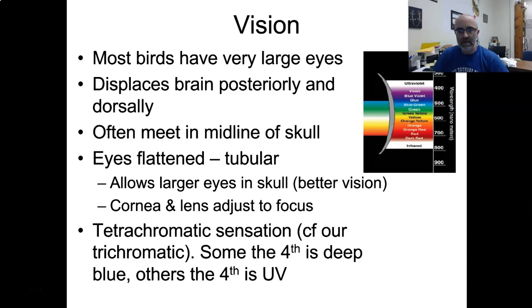They have these huge eyes, which are good for gathering images and for gathering light. The brain, because of those huge eyes, is actually displaced relative to the brain in mammals. The eyes can be flattened to tubular. Birds with very big eyes have these tubular eyes that allow them to fit the eye inside of the skull.